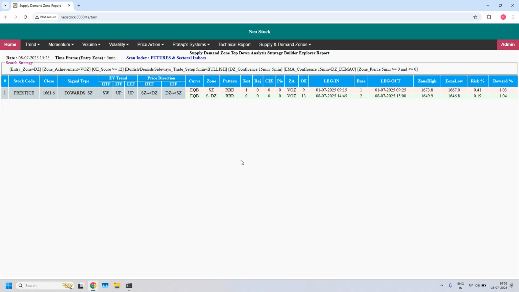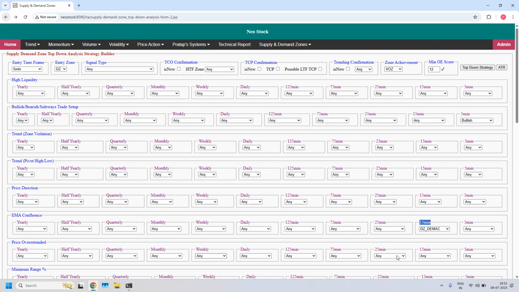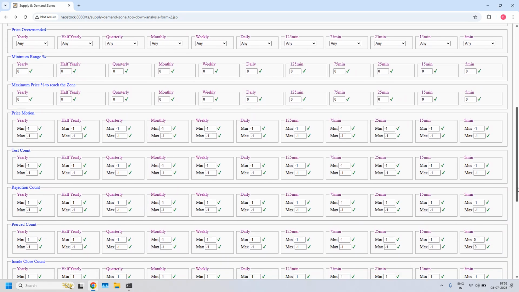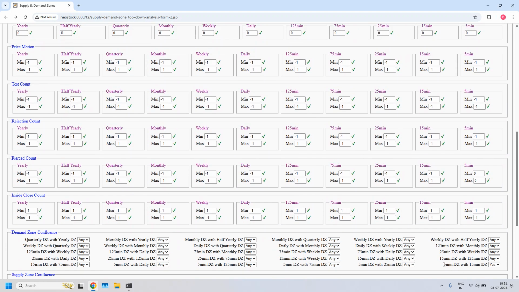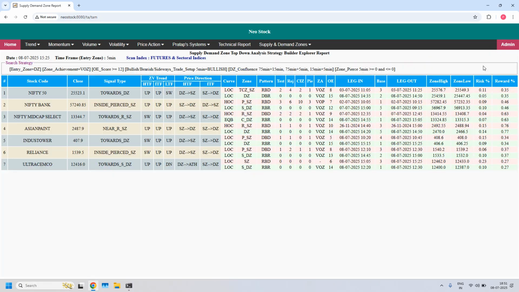Next we will look into LTF, ITF, HTF demand zone confluence supported stocks. Remove the EMA filter. In the demand zone confluence, 3 filters we have to set. This is the first one, 5 minutes and 75 minutes. Then 15 minutes and 75 minutes demand zone confluence. With all the 3 filters, we got 7 stocks.